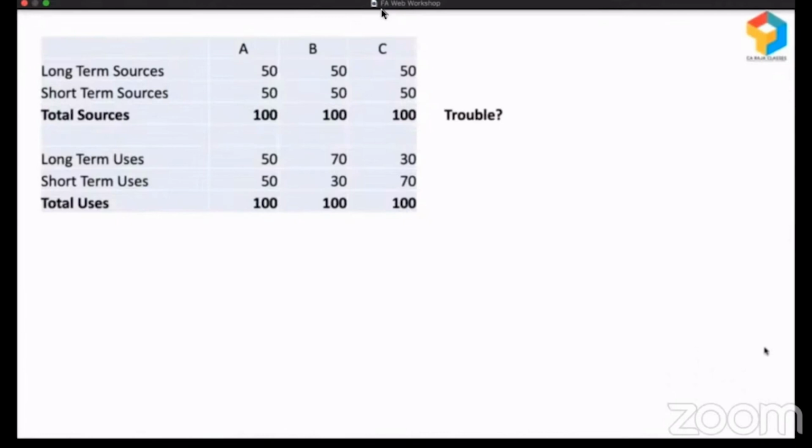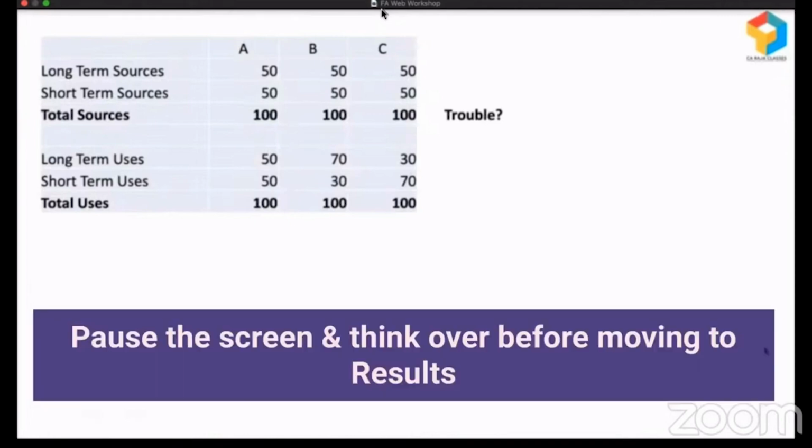Company A, they've raised long-term funds of 50. They've raised short-term funds of 50. So total of 100, of which 50 is used for long-term, 50 is used for short-term. Company B also raised in the same pattern, but of which 70 is used for long-term and only 30 used for short-term. And C raised in the same pattern, but of which only 30 is used for long-term and 70 is used for short-term. So you have to tell me which company is in trouble.